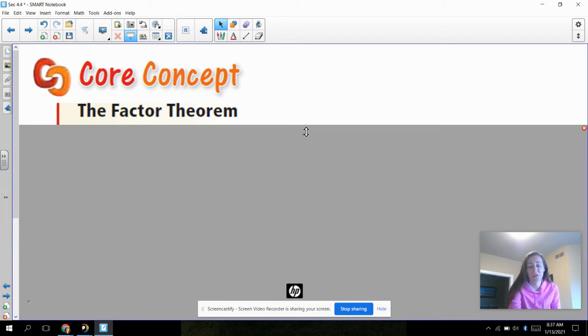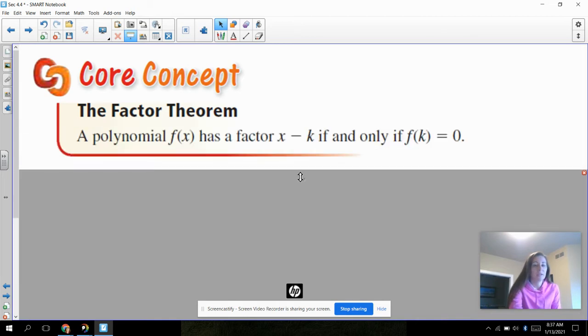Okay, so 4.4 finishes up with something called the factor theorem. And it is this, and you can pause it. I'm going to kind of move through this. So if you write faster, you can go faster. But basically, it says that something is a factor of a polynomial if and only if, which means it works both ways, the remainder is 0.